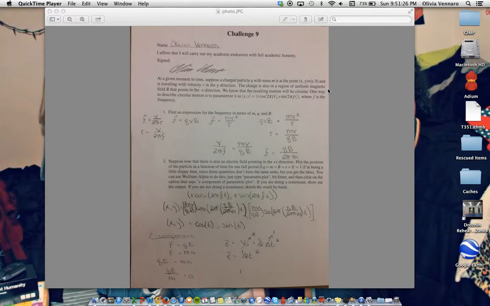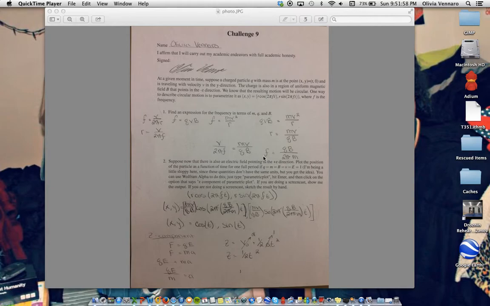For part 1, to find the frequency in terms of m, q, and B, I used three definitions of frequency right here. And I set these two equal to each other, which gave me that. And I solved for the radius. And I solved for the radius for the first frequency also, and I set those two equal to each other, which is right here. And then I solved for frequency for that equation.